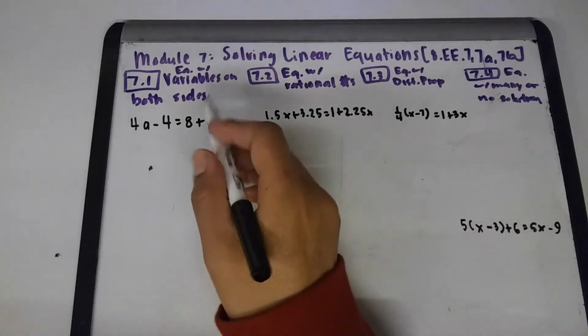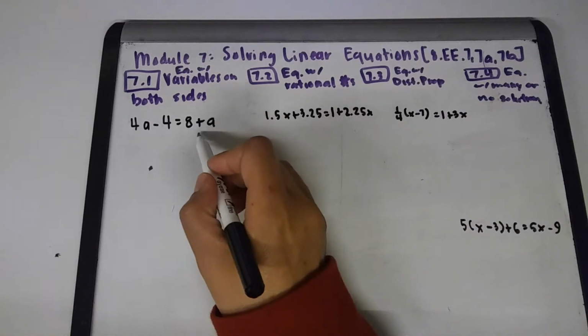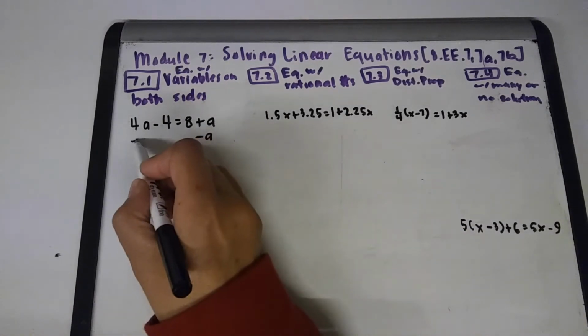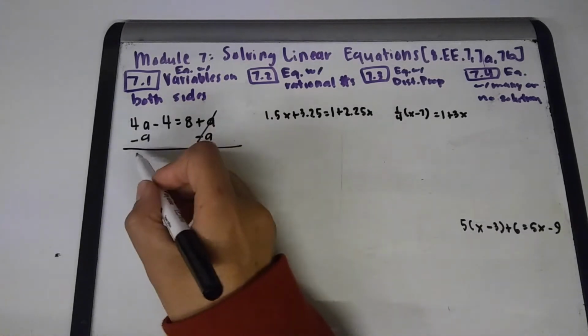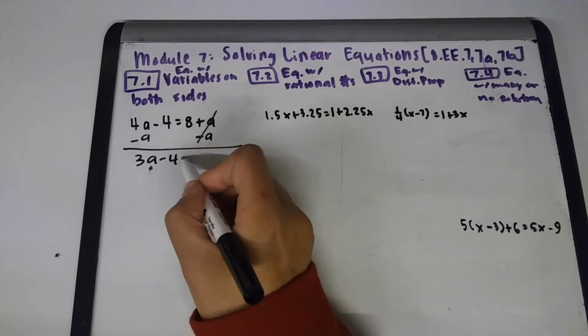So I'm going to move this a right here. Remember, this is basically just 1a. So I'm going to subtract a. I'm going to subtract a. And then I end up with 3a minus 4 equals 8.